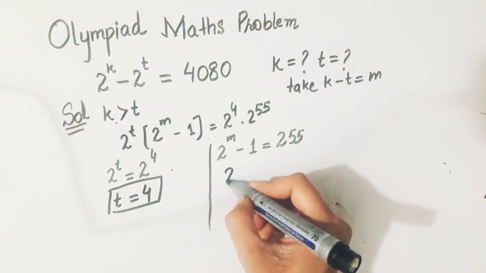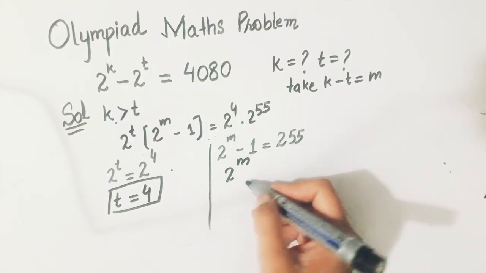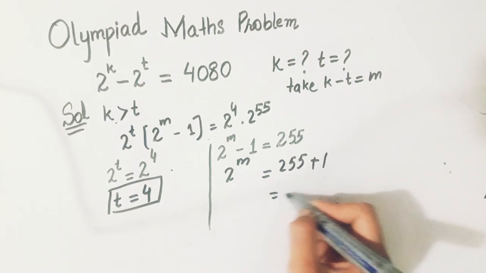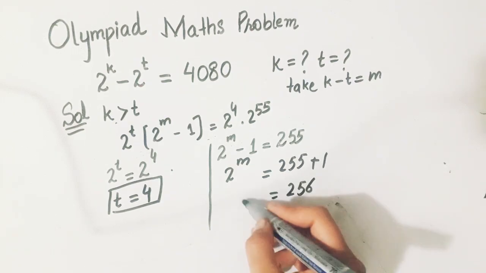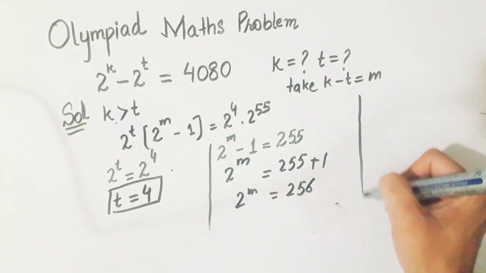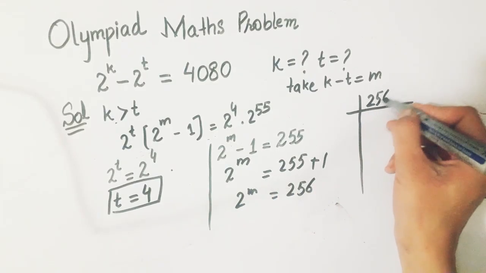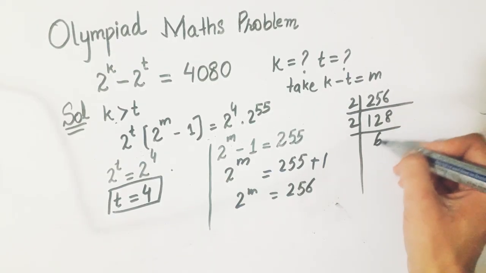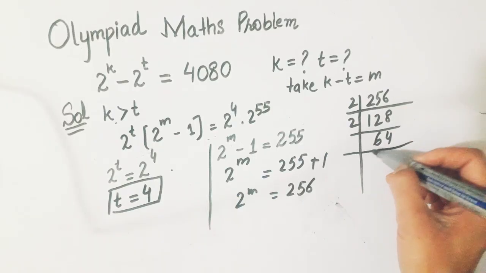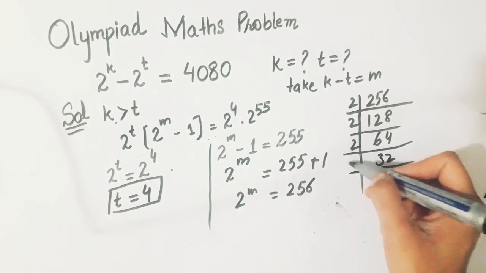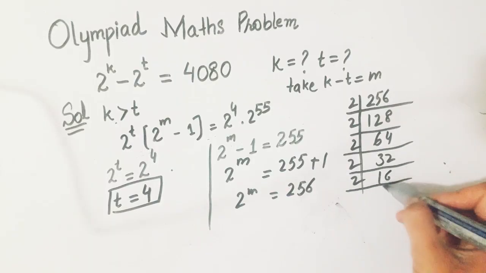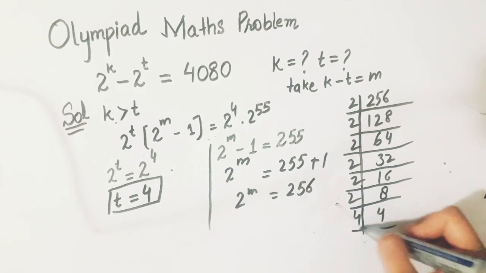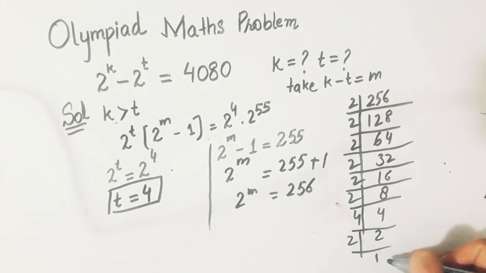Now we will solve this. 2 raised to power m minus 1 equals 255. So 2 raised to power m equals 255 plus 1. This will become 256. Now we will take the LCM of 256. So 256 divided by 2 gives 128. Then 128 divided by 2 gives 64. 64 divided by 2 gives 32. 32 divided by 2 gives 16. 16 divided by 2 gives 8, and 8 divided by 2 gives 4, 4 divided by 2 gives 2, and 2 divided by 2 gives 1.